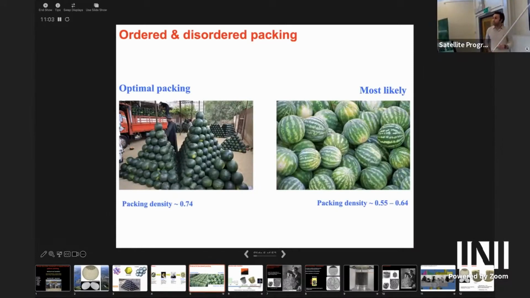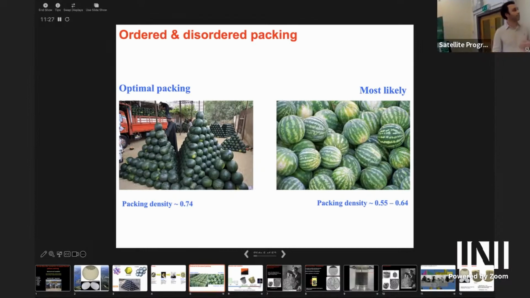And this is nice, but we know that the densest packing that we can achieve and still fill the space is either FCC or HCP with a packing density of around 74%. Okay, and this is the ideal or optimal packing that you can possibly achieve and still fill the space.